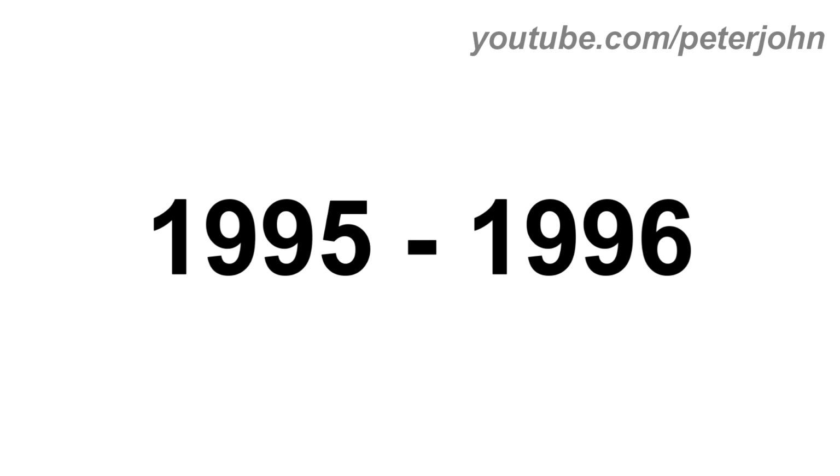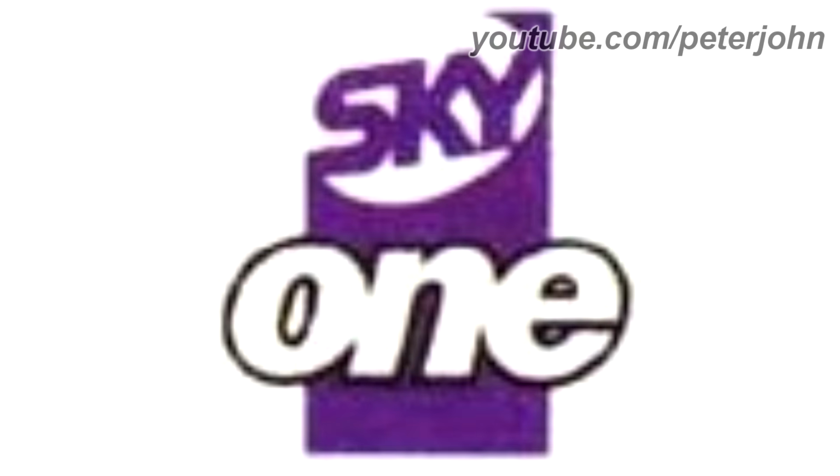1995 to 1996, there is a purple rectangle with a round crop, and inside this crop, there is the word Sky in purple text, and in the middle of the rectangle, there is the word Sky in white text with a black outline. Here is a bumper.